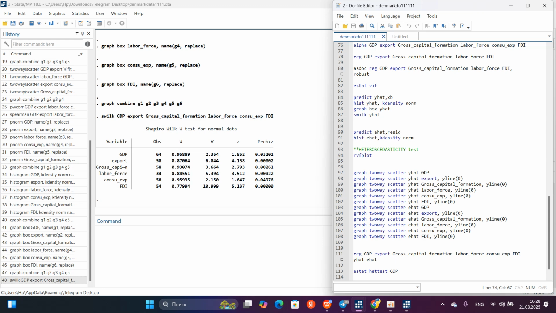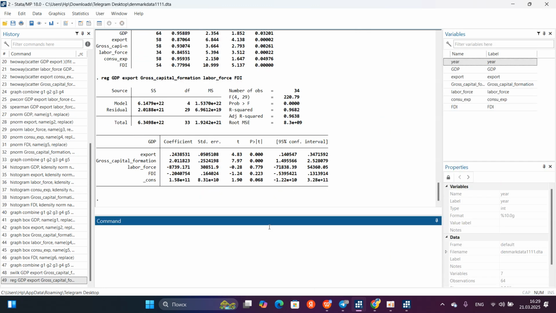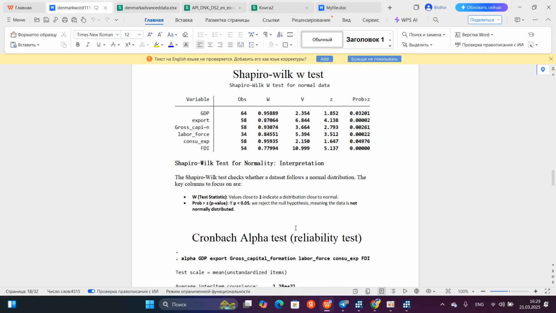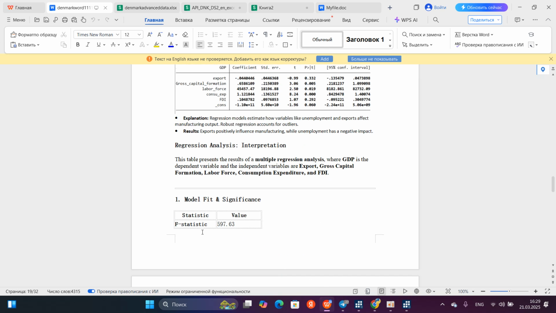Let me teach the other things that we need in order to do our research, and we need a regression. Let me show the regression. First, we have to copy and paste it. Here you can see the regression analysis interpretation.